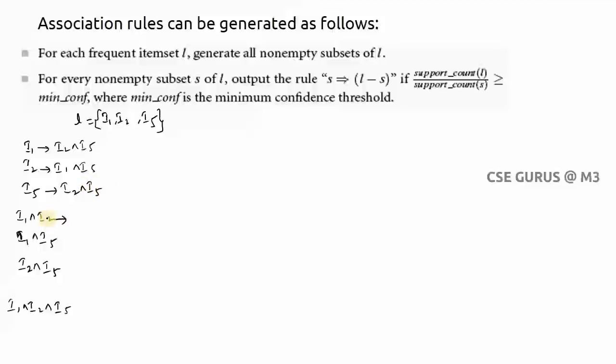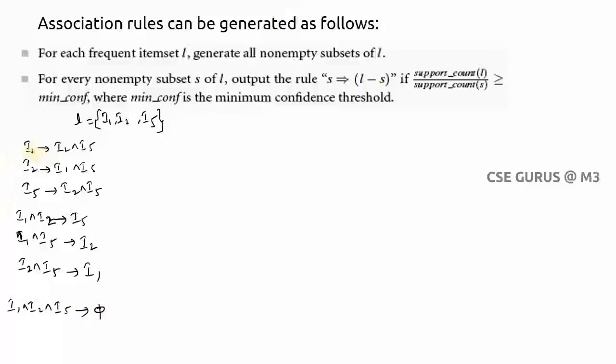Here, S is I1 and I2. What about L, I1, I2, I5? If I subtract on the right-hand side, I'll get only I5. Here I1, I5, that's why I'll get only I2. Here I2, I5, I'll get only I1. So here all those things are there. L minus S, both are the same, so I'll get phi here.